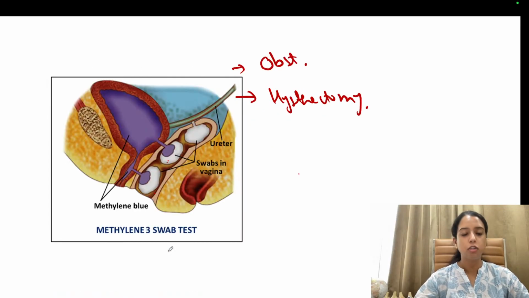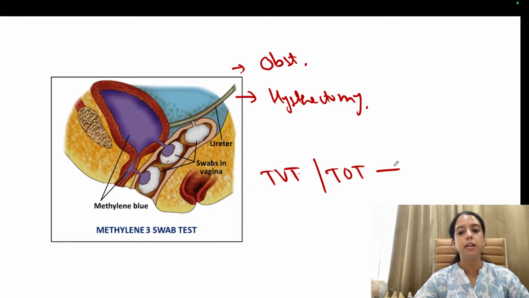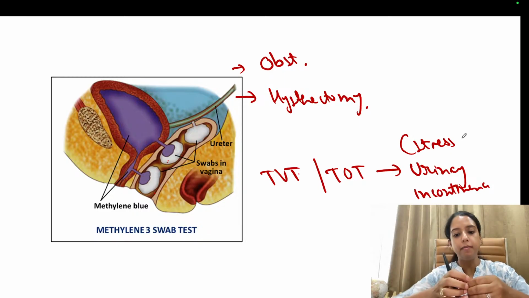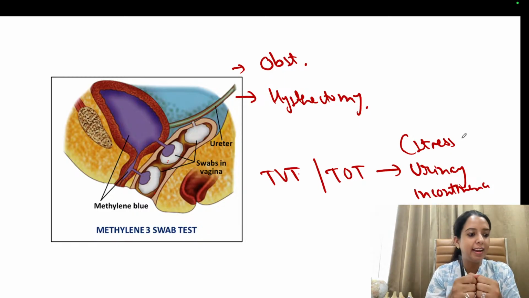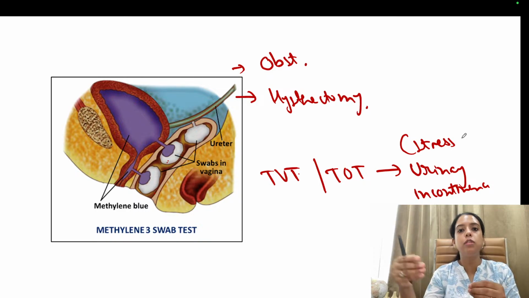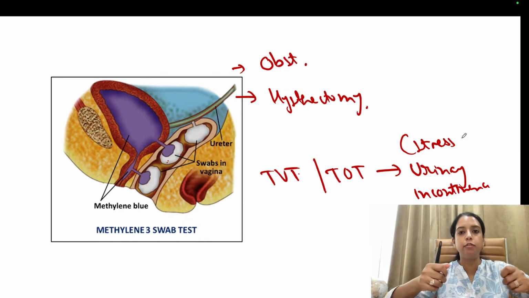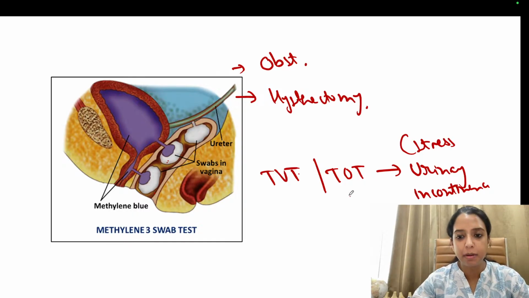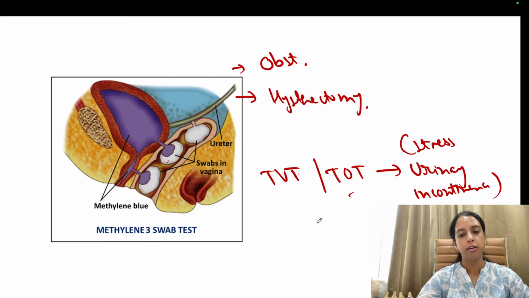Transvaginal taping and transobturator taping, TVT or TOT, are done for urinary incontinence. Which incontinence? Stress incontinence. Stress incontinence is a muscular problem. It's a problem when the sphincter is relaxed. So what do you do? You pass a tape through the obturator foramen and you tie it with the urethra. So the urethra is compressed. So that is the treatment of choice for stress urinary incontinence.